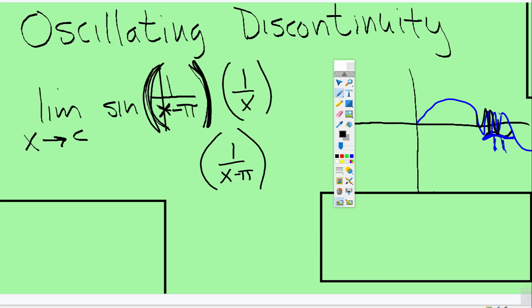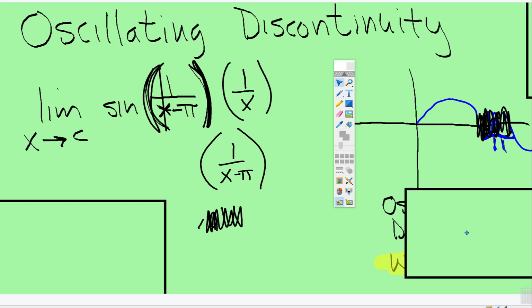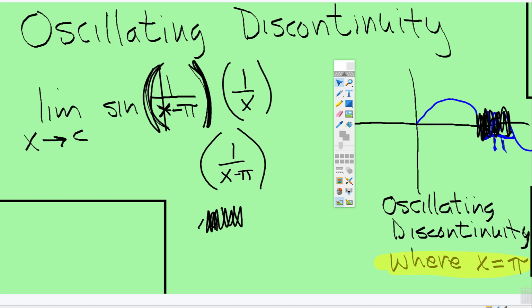It just starts reverberating right here, and it just keeps going, the echoing and echoing or reverberating, and it's reverberating so fast that you can't stop it long enough to get a height. That is called oscillating discontinuity. In this case, whatever zeroes out the denominator, in this case positive pi, where x is equal to pi, we have oscillating discontinuity. All right, those are the 4 types of discontinuity.